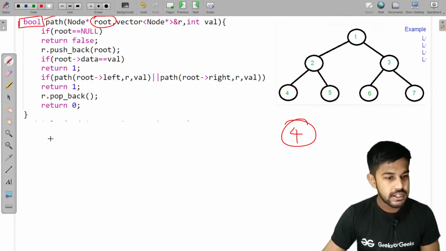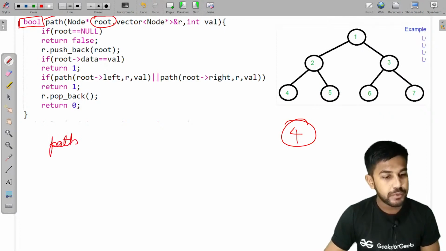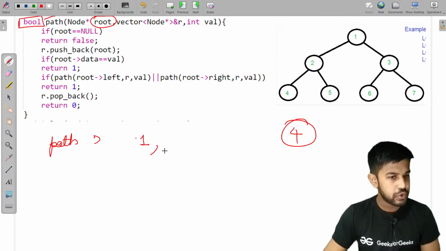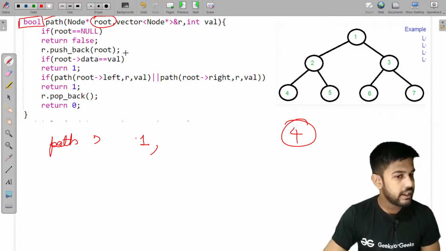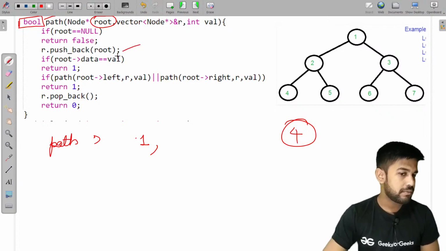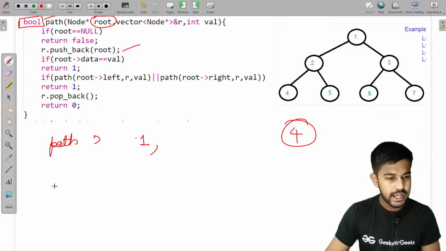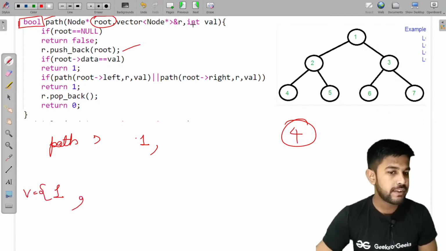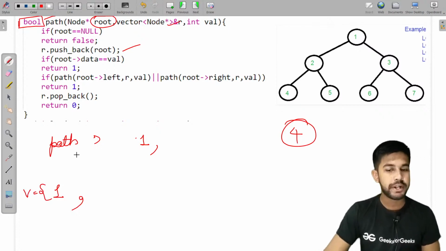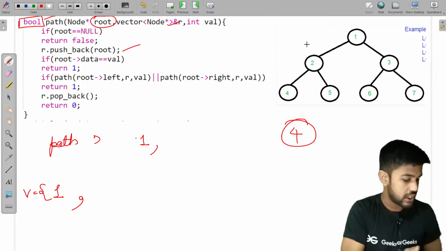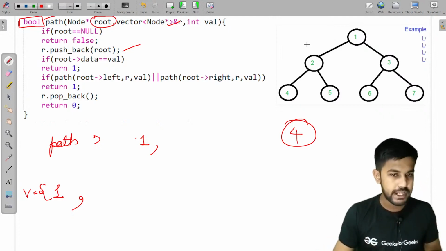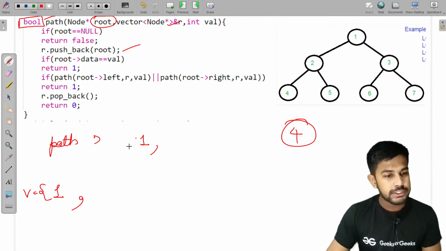So at first, the path has the root value, that is 1. So this base condition won't be hit, so false won't be returned. Then we would just push back this one. Yes, Siddharth, push back 1 into the vector. And this vector is passed by reference. Passed by reference means the value that is changed here would remain changed. A copy won't be made. So good.